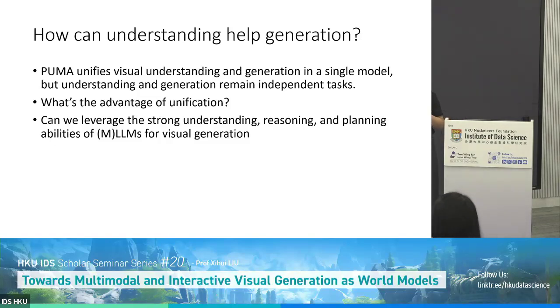Intuitively, it is easy to understand that a visual understanding model, which has strong understanding, reasoning, and planning abilities, can help visual generation, because we need a lot of layout planning and reasoning on the prompts when we generate an image. Only when we can understand the prompt well and plan the layout well can we generate the image.